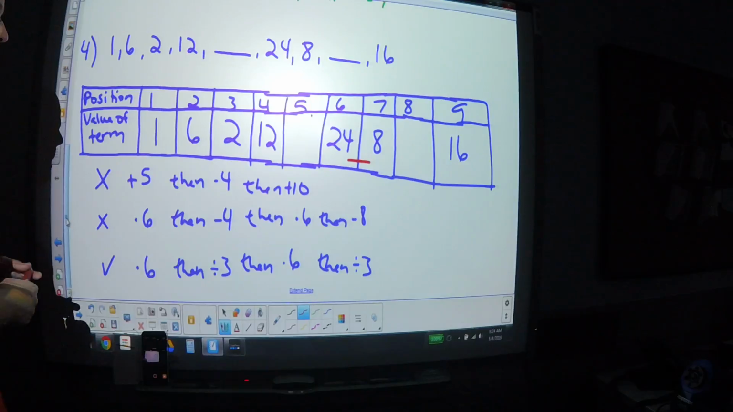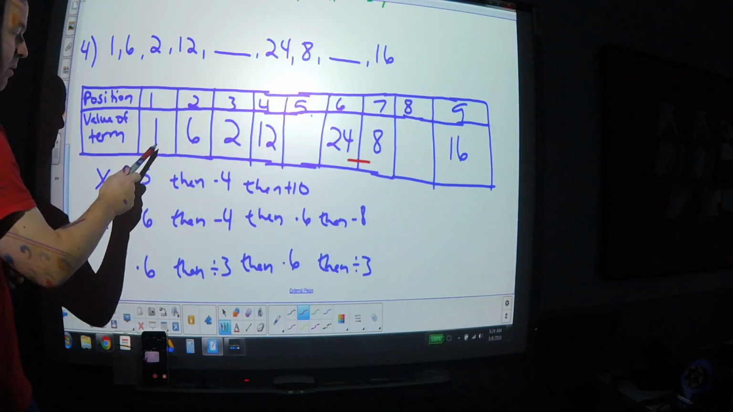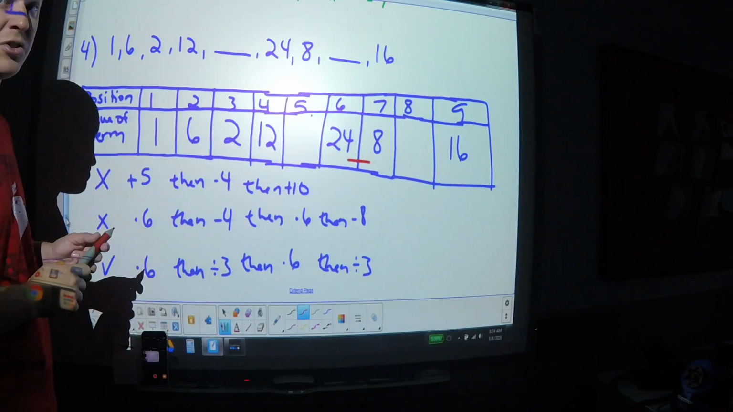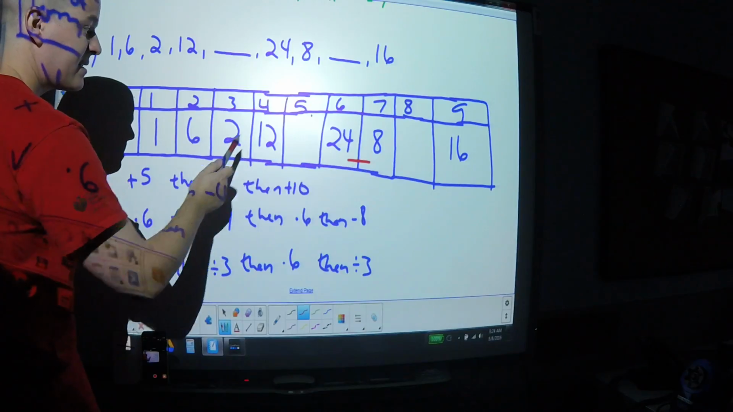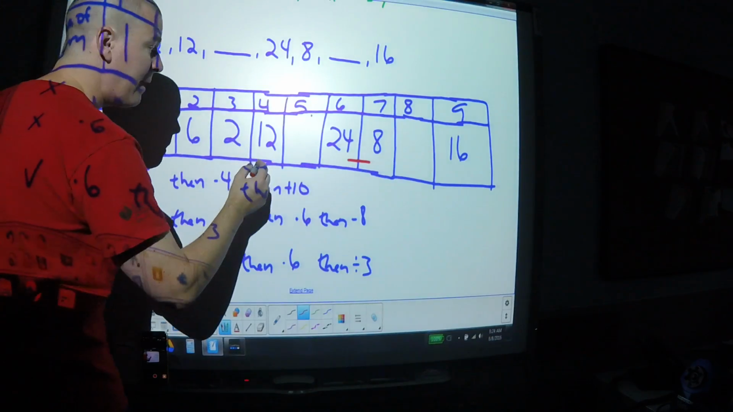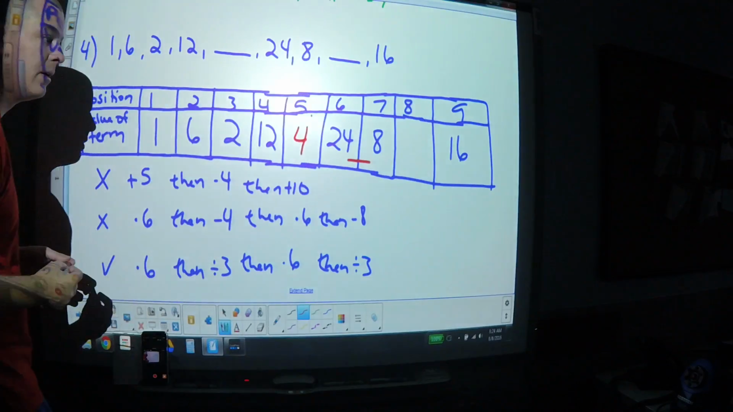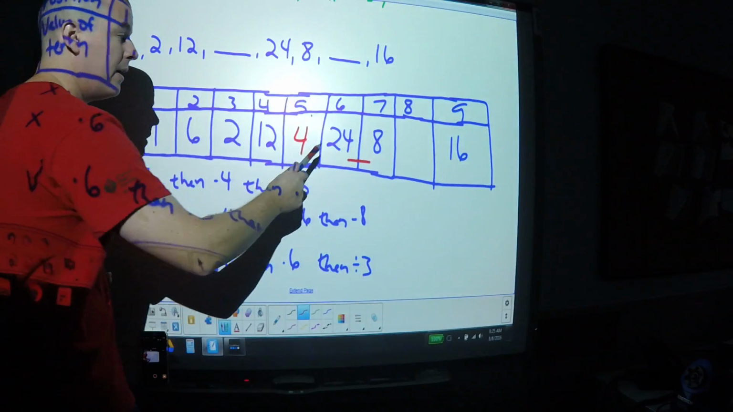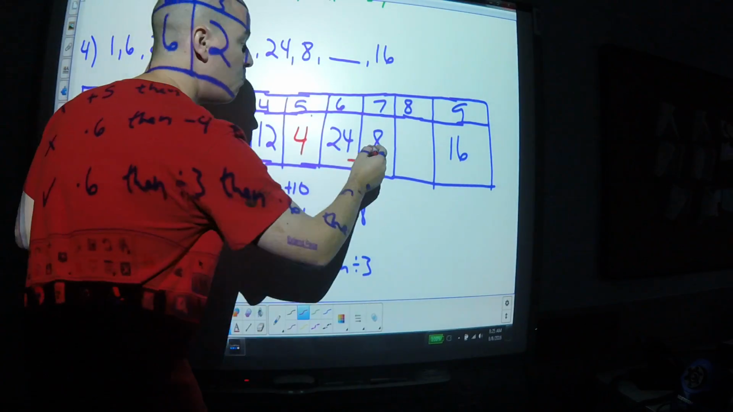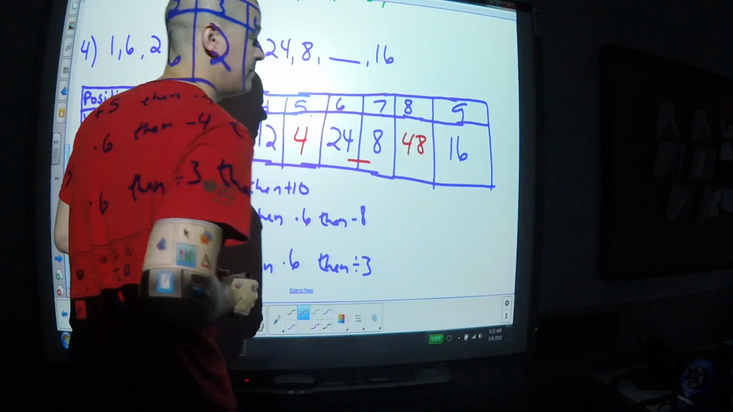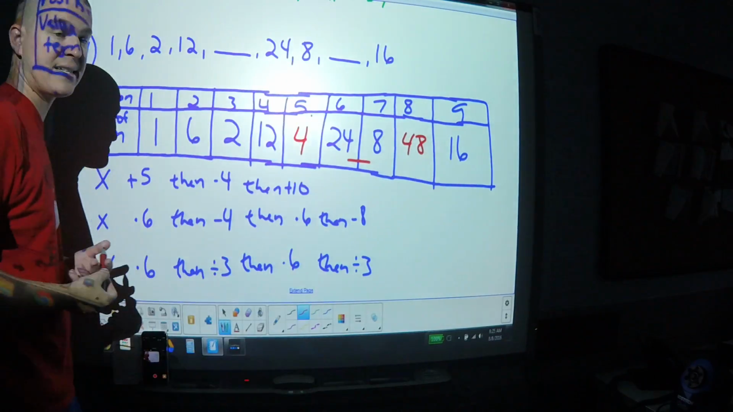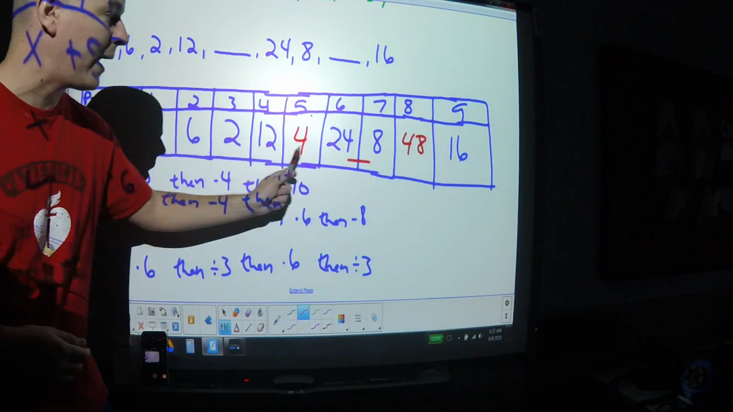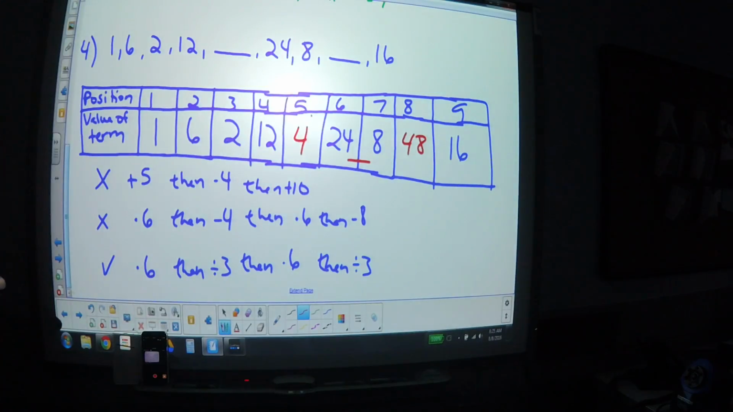So let's try multiplying by 6, then dividing by 3. Because if I multiply 1 by 6, I do get 6. Then if I divide 6 by 3, I do get 2. Multiply by 6, I do get 12. Divide by 3, I get 4. Multiply by 6, I do get 24, so I'm getting further. Divide by 3, I do get 8. Multiply by 6, I do get 48. Then if I divide by 3, I do get 16. So multiplying by 6, then dividing by 3 gives me the correct pattern and gives me my missing values.